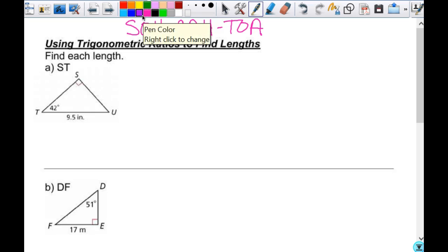Okay? So I want to find each length. The length of ST right here. You can leave it as ST or you can put a variable here. I prefer putting a variable there so I don't do anything strange. And then I'm going to label my triangle. This is my angle. So this is the side that's opposite that. I'm not using that side. They didn't give me anything. I'm not looking for anything. What do I label this as? This is the hypotenuse, and then this is the adjacent side.